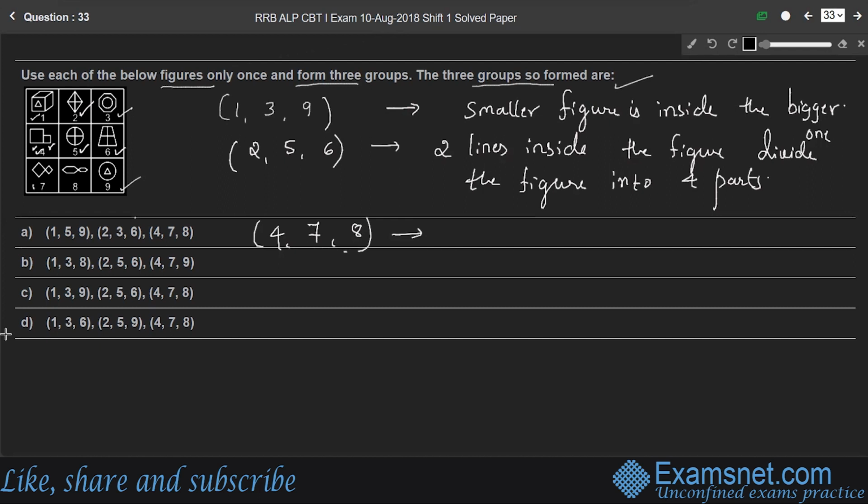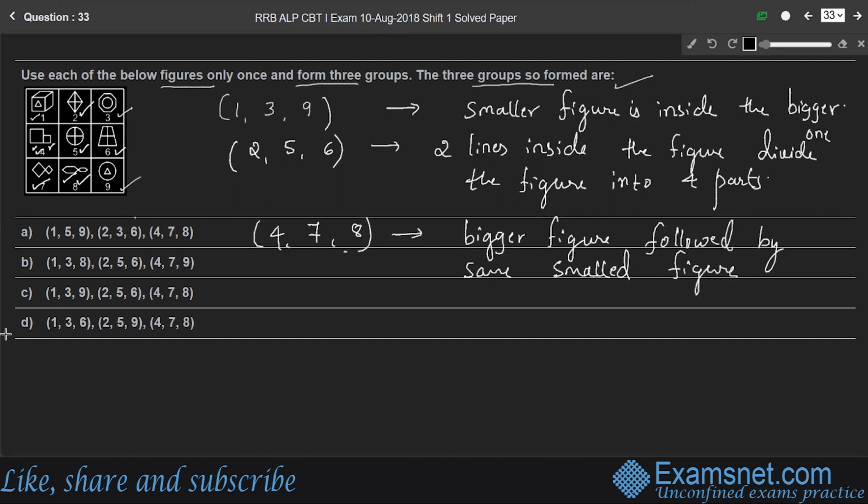Consider the seventh figure there also. It has a bigger figure followed by the same smaller figure. The eighth figure also has a bigger figure followed by the smaller figure. Therefore, the pattern is a bigger figure followed by, or attached to, the same shaped smaller figure.